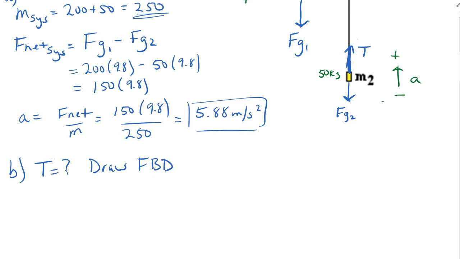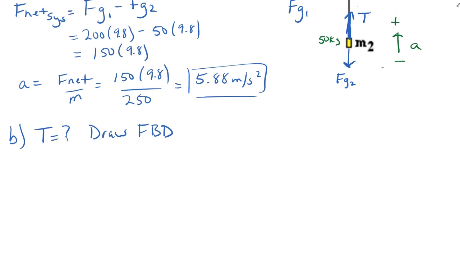FBDs, free body diagrams. So free body diagram number 1, that one's easier. It is just a force of gravity downwards and this tension force upwards. Now I'll write an F net statement. F net equals ma. Again, because it was accelerating downwards, the downwards direction is positive.